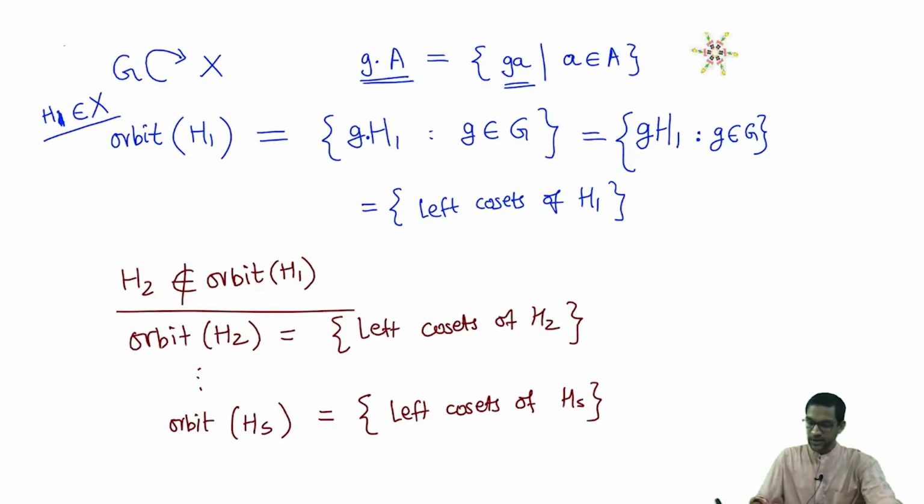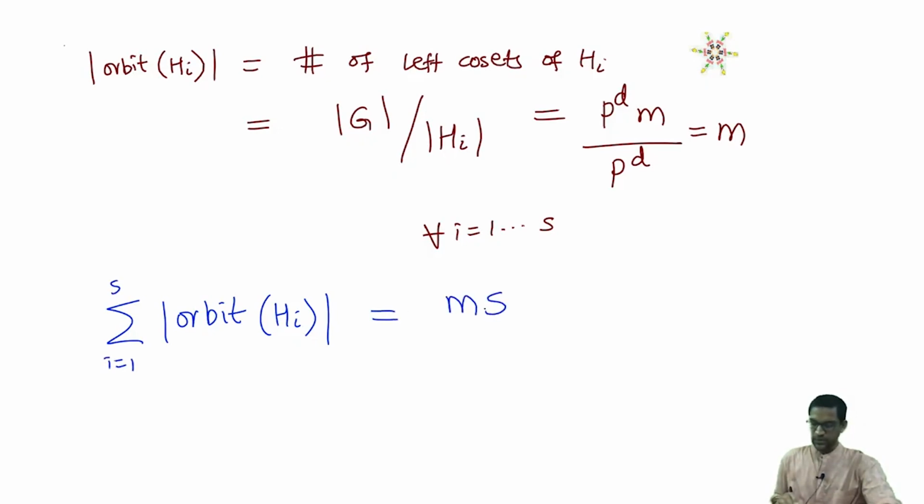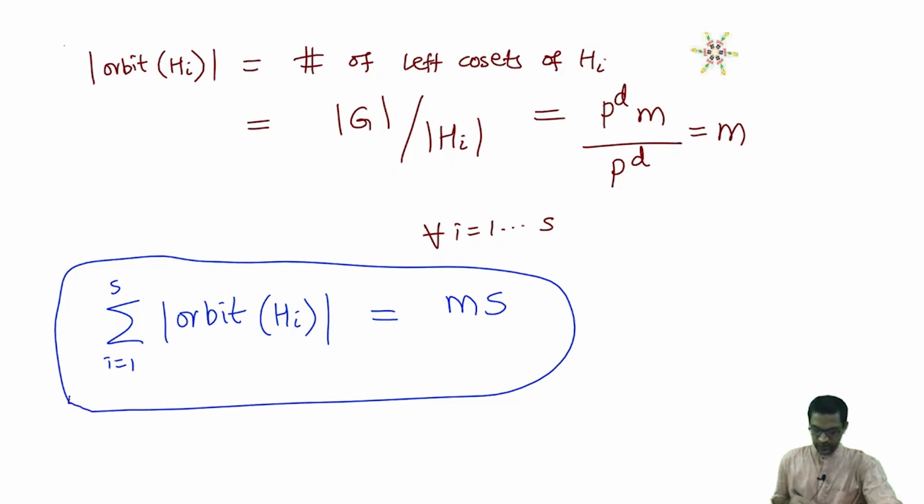Okay, so what is A now? Let's just note this fact down as well. The sum of the orbit cardinalities for these H_i's is M times S. Okay, so many elements are nice in some sense. So this is done. Now let's move on to the other orbits.